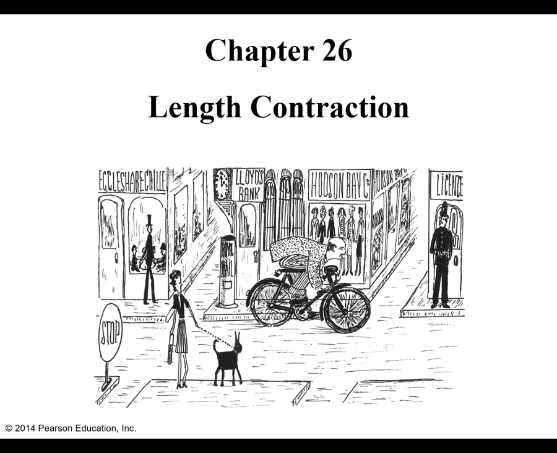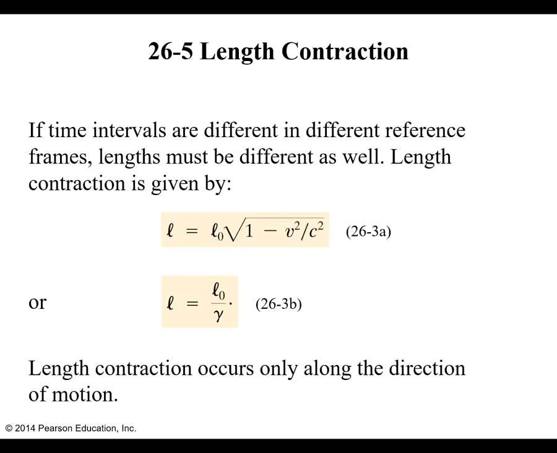In addition to a variation in time, it turns out that you can also have a variation in distance when you are going near the speed of light. And so here we're going to talk about a relativistic length, also known as length contraction.